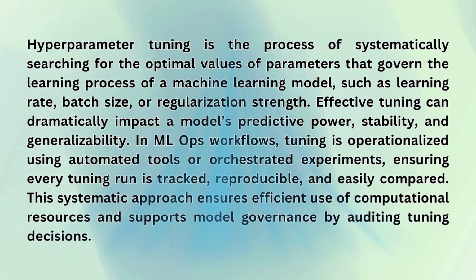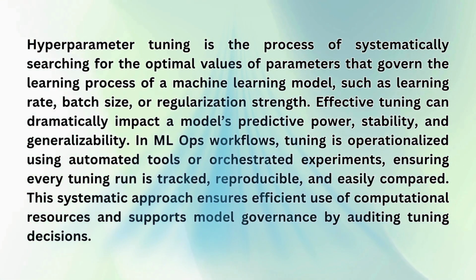Hyperparameter tuning is the process of systematically searching for the optimal values of parameters that govern the learning process of a machine learning model, such as learning rate, batch size, or regularization strength. Effective tuning can dramatically impact a model's predictive power, stability, and generalizability. In MLOps workflows, tuning is operationalized using automated tools or orchestrated experiments, ensuring every tuning run is tracked, reproducible, and easily compared. This systematic approach ensures efficient use of computational resources and supports model governance by auditing tuning decisions.